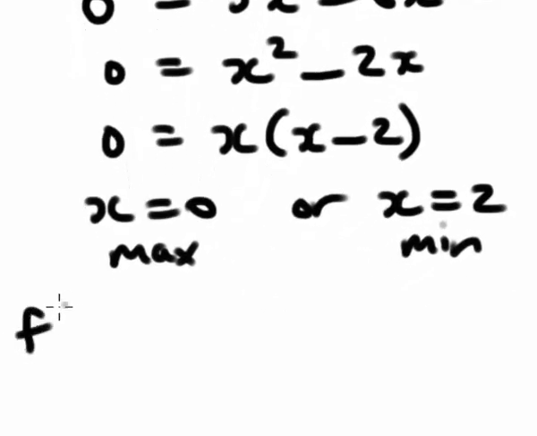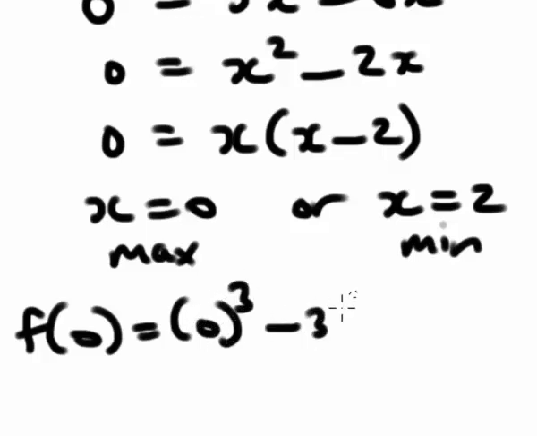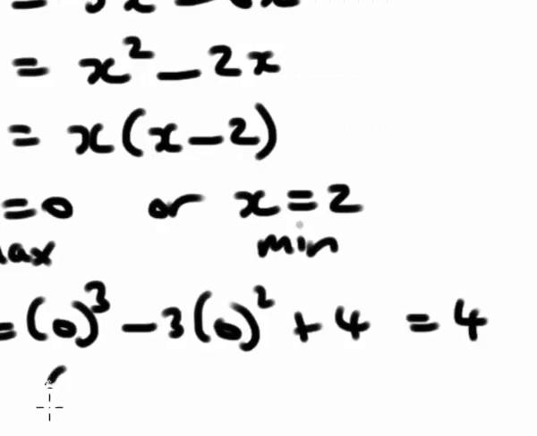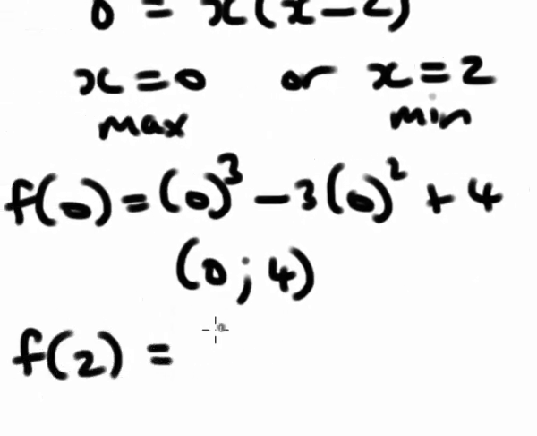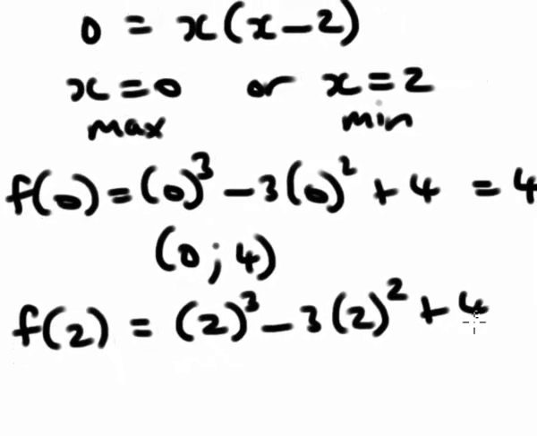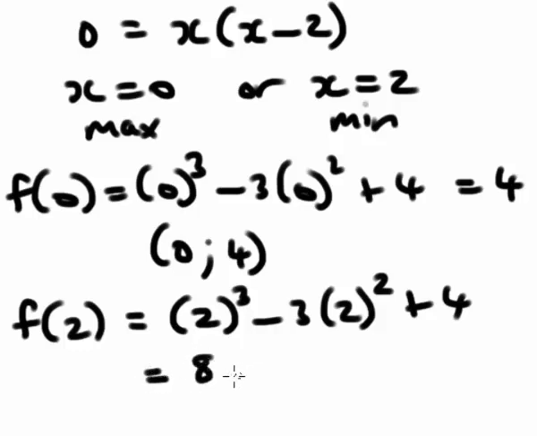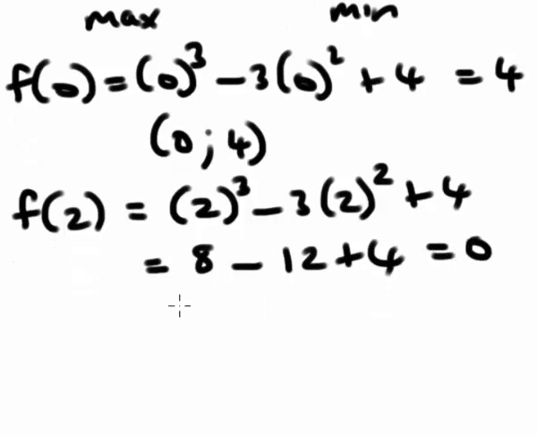Okay, let's go f of 0, go back to the original, which is x cubed minus 3 times 0 squared plus 4, and the answer is 4. So your one turning point is at 0 and 4. Okay, then let's look at f of 2. So it's going to be 2 cubed minus 3 times 2 squared plus 4, which is equal to 8 minus 12 plus 4. And that is actually 0 as well. So there's another turning point at x is 2, y is 0.